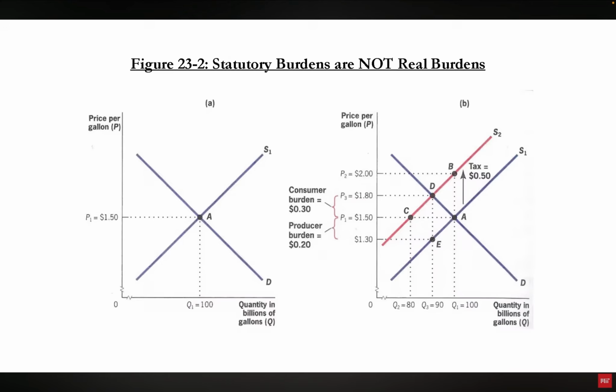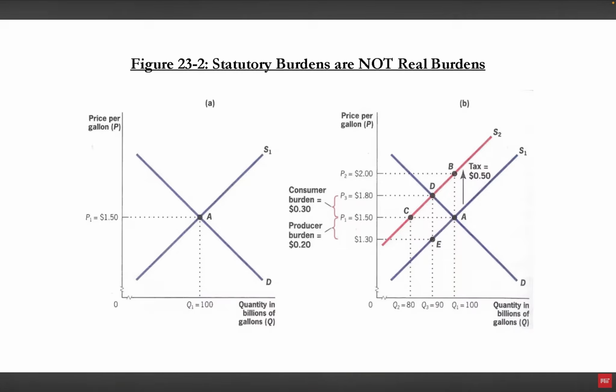What does that do to our graph? Well, think of it from the producer's perspective. What you've done is simply raise their marginal cost. Whatever their marginal cost was before, it's now 50 cents per gallon higher. Because for every gallon they produce, they have to spend 50 cents more paying the government. So that acts as a shift inward in their supply curve.